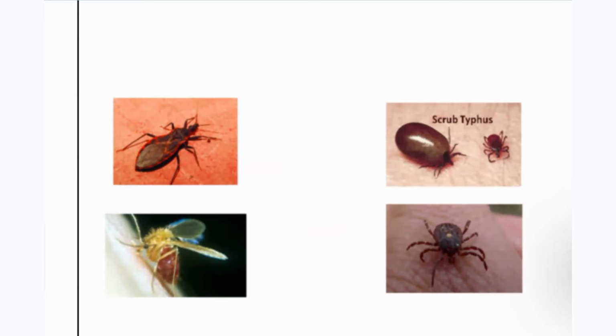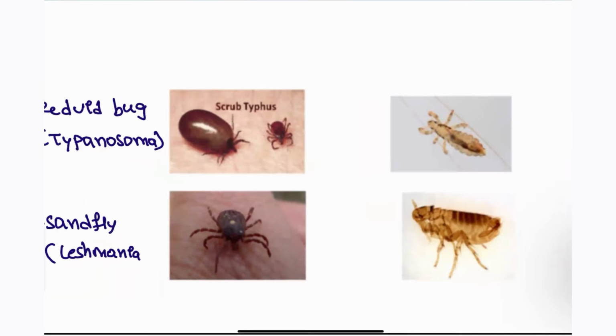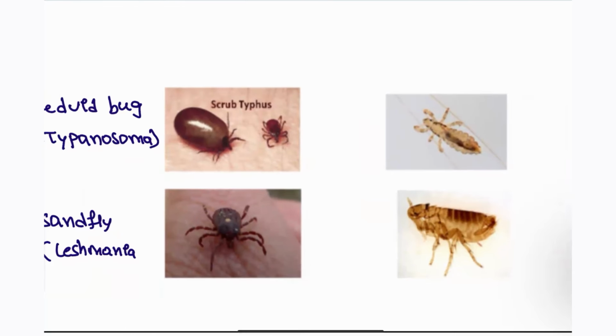So this is the Reduvid bug. What is it going to cause? It is going to cause trypanosoma. Right? This is the sandfly. So sandfly is going to cause leishmania. So if the head is small and the body is big, then this is the soft tick. This is known as a soft tick. If the head is big and prominent, then it is a hard tick.